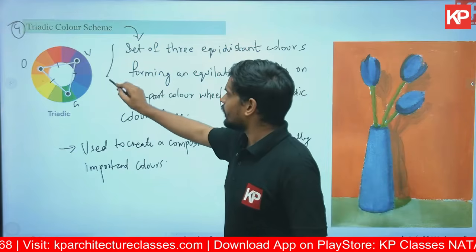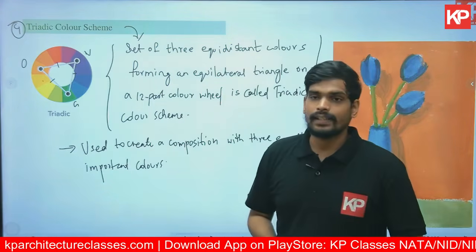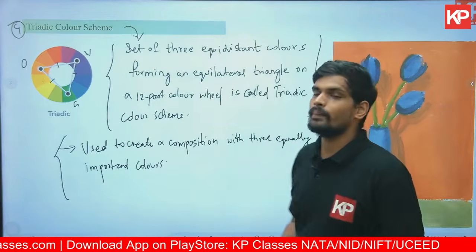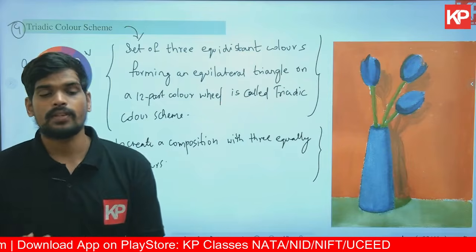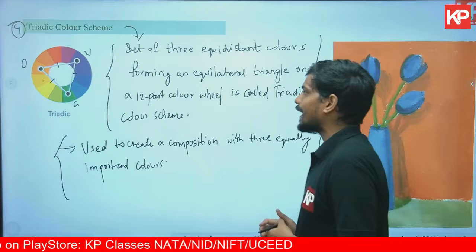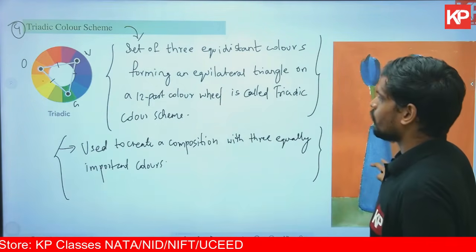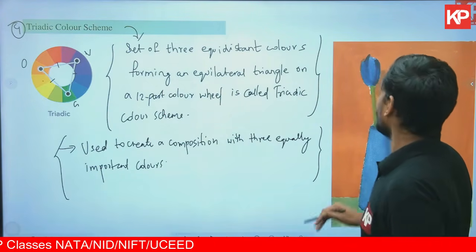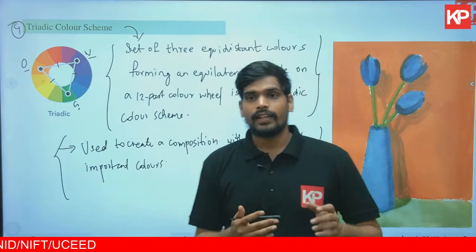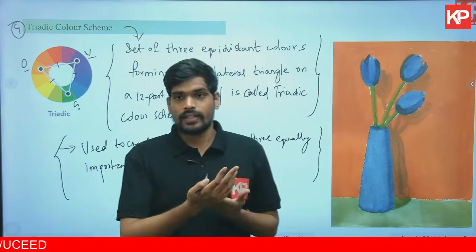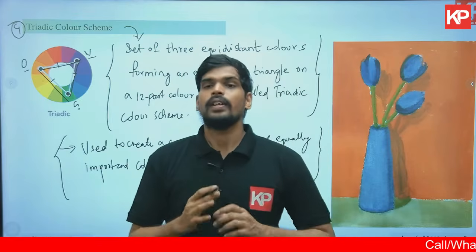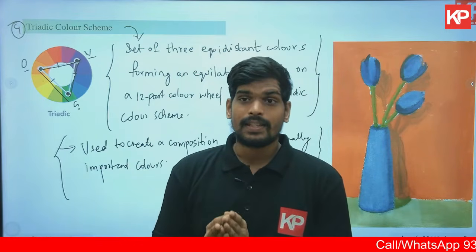So first point, equidistant colors are called a triadic color scheme because they form an equilateral triangle. Second point, they are used to create compositions where you use 3 colors and all the 3 colors should be of equal importance. So that is basically the triadic color scheme. If you try to identify the triadic color scheme over here, it can be termed as this: violet, orange and green, right? Green is over here, violet and then orange. That is forming the triadic color scheme, which is marked in this picture. So a triadic color scheme is basically a composition with 3 equally important colors.